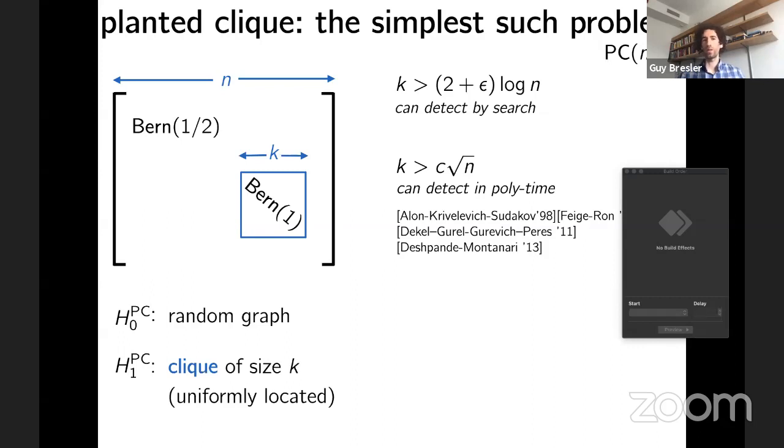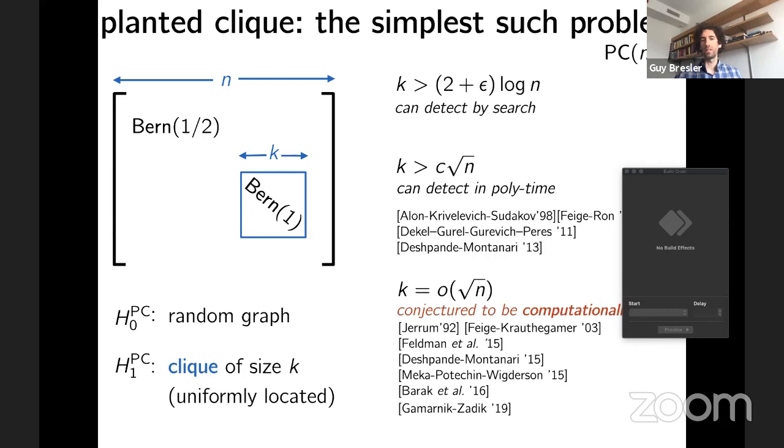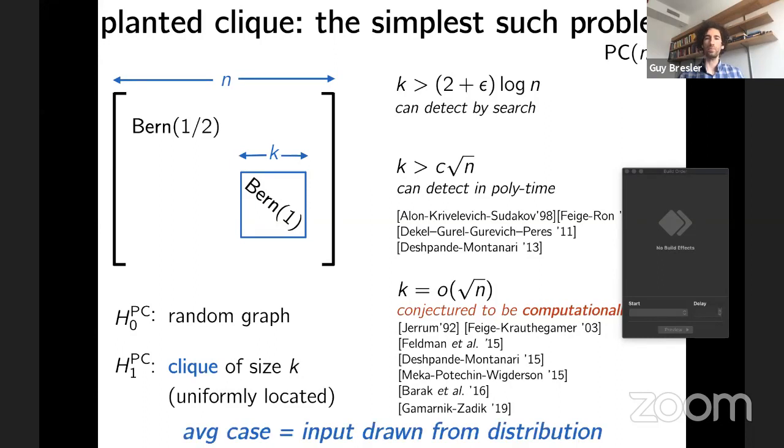Despite lots of work over the last few decades, square root n has not been improved upon, and it's widely believed to be computationally hard to find the clique or to detect its presence when k, the size of the clique, is smaller than root n. And there is a variety of work giving evidence of various forms that this is the case.